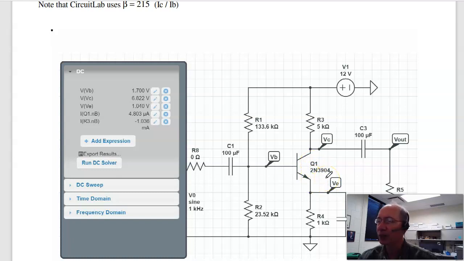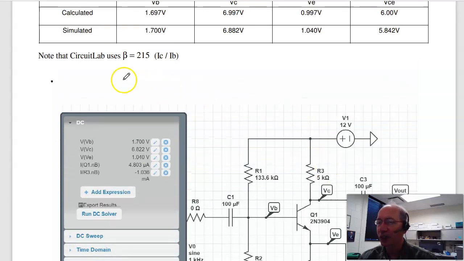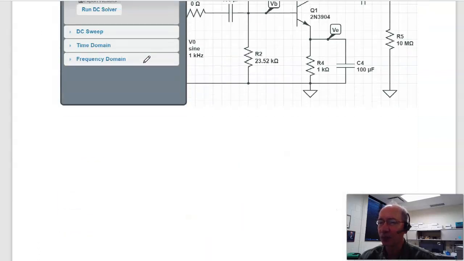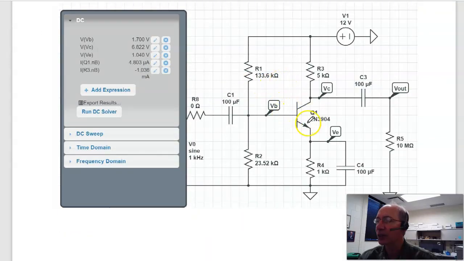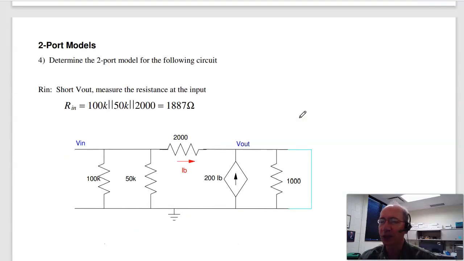Beta is guaranteed to be somewhere between 100 and 300. So if I design for 200, it might vary. So Circuit Lab assumed 215. It could be anything between 100 and 300. And you can also change that. If I double click on Q1, I can change it to see what it would be at 100, change it to see what it would be at 300, change it to be nominal. If you build it, it's going to be somewhere between 100 and 300.